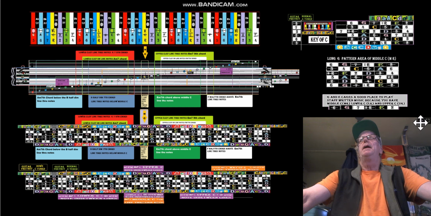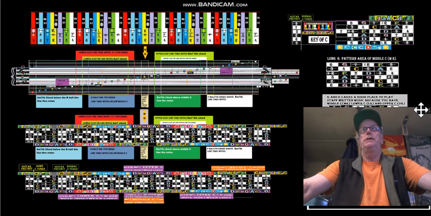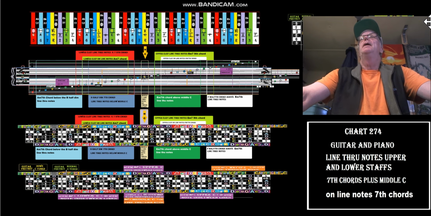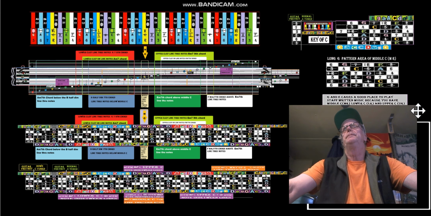I've been working a lot on guitar in the last year, perhaps a year and a half on the charts. Chart 274: guitar and piano line through notes, upper and lower staffs. 7th chords plus middle C. Online notes, 7th chords also.